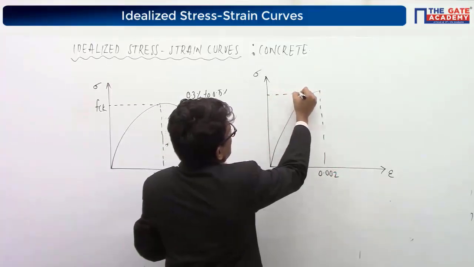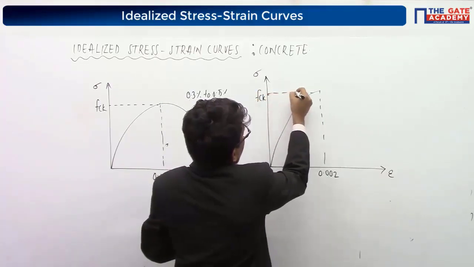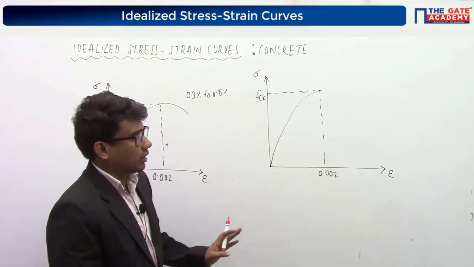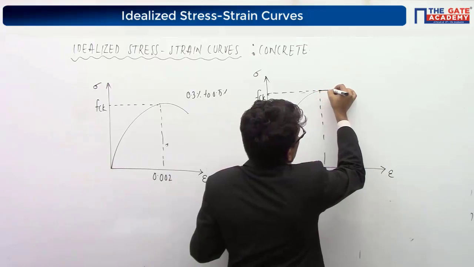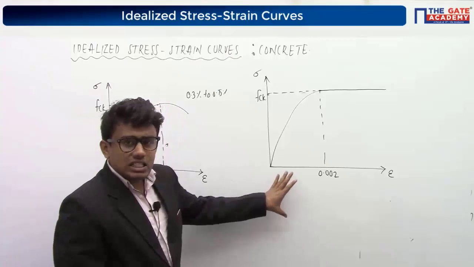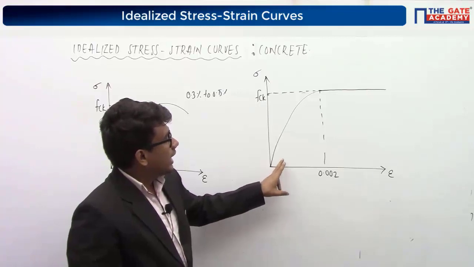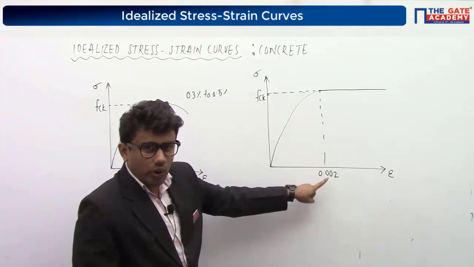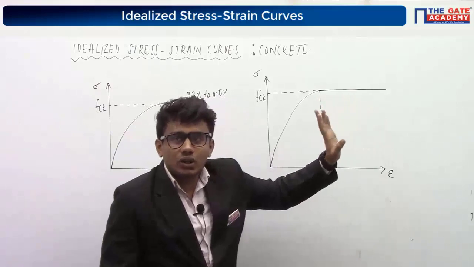We already discussed that this will be our FCK, the characteristic compressive strength of the concrete. The stress corresponding to this peak, at the strain 0.002, will be our FCK. And the IS code tells us to consider the stress-strain curve like this after that strain value, which means as per IS 456-2000, the stress-strain curve of the concrete will be considered a parabola till the strain value 0.002. After that, the stress will be uniform till the failure.